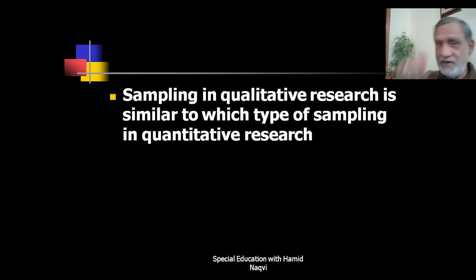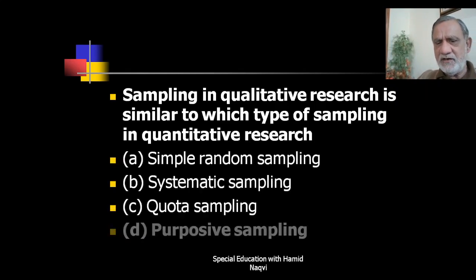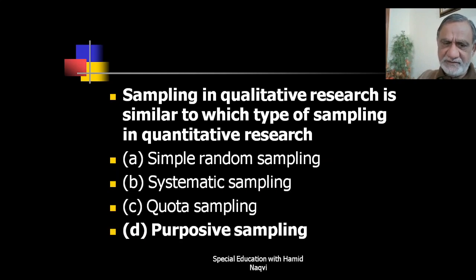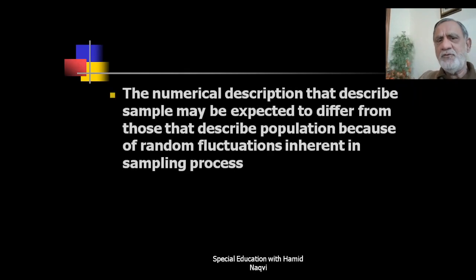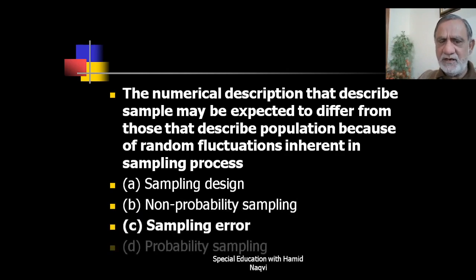Sampling in qualitative research is similar to which type of sampling in quantitative research? Simple random sampling, systematic sampling, quota sampling, or purposive sampling. Correct one is the last one, that is purposive sampling. The numerical description that describes a sample may be expected to differ from those that describe the population because of random fluctuation inherent in the sampling process: sampling design, non-probability sampling, sampling error, or probability sampling. Correct is sampling error.